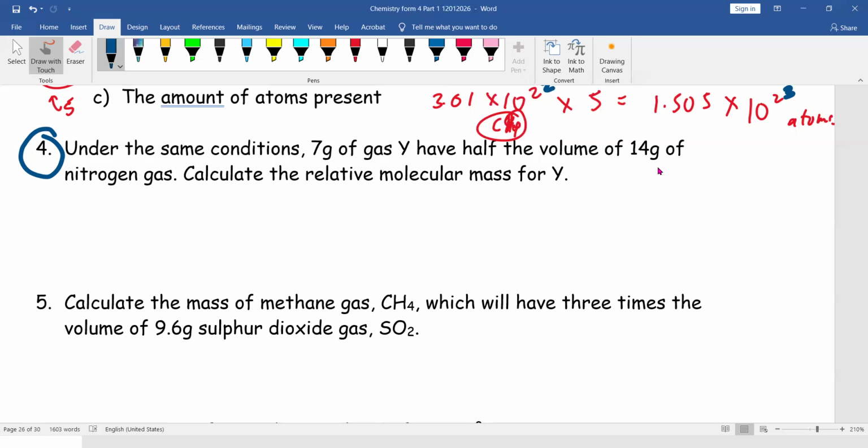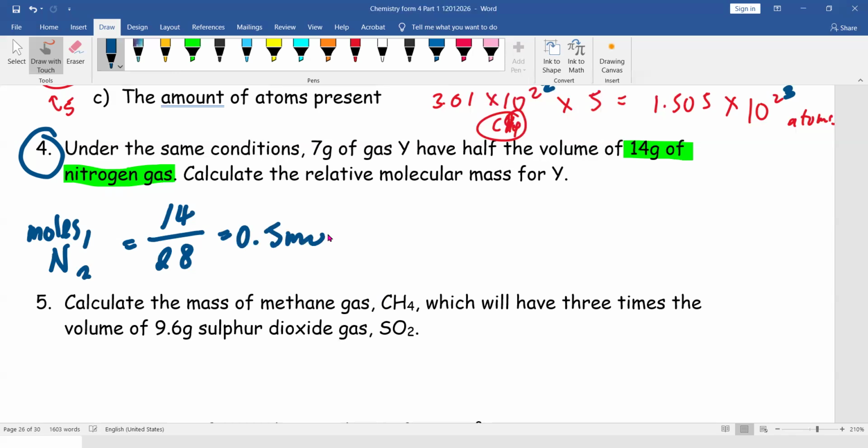Okay, anybody found an idea? Come on. Okay, I give you a clue. You are given 14 grams of nitrogen gas. Try that first. Whenever you don't know what to do, you always calculate the amount of moles. So you calculate the amount of moles of nitrogen, mass over molar mass. You get 0.5. You do that first. Okay?